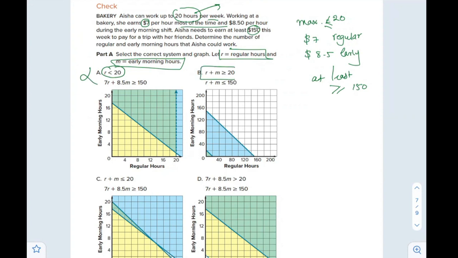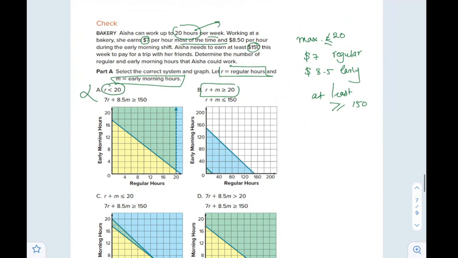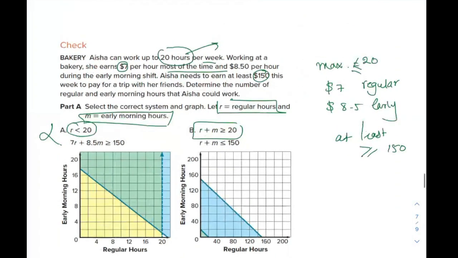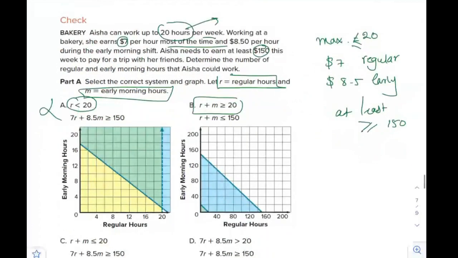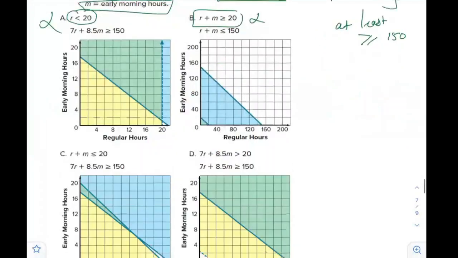Here, he says R plus M more than or equal to 20. More than or equal to 20 means she can work 20 hours and above. But here, she mentioned that she can work maximum number of hours 20. So this also does not make sense. Now, this one makes sense. Yes. And let's check the other inequality.